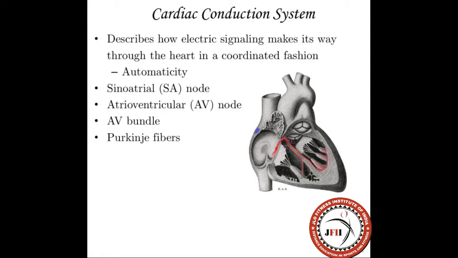There are pathways within the tissue of the heart, within these muscle fiber tracts, that guide the electricity through it. And that's described as the cardiac conduction system. So it does describe how electrical signaling makes its way through the heart in a coordinated fashion. We hope it's coordinated. The sinoatrial or SA node is this little bluish purple dot right there. So I'm going to underline that in blue. That's located in the superior wall of the right atrium.